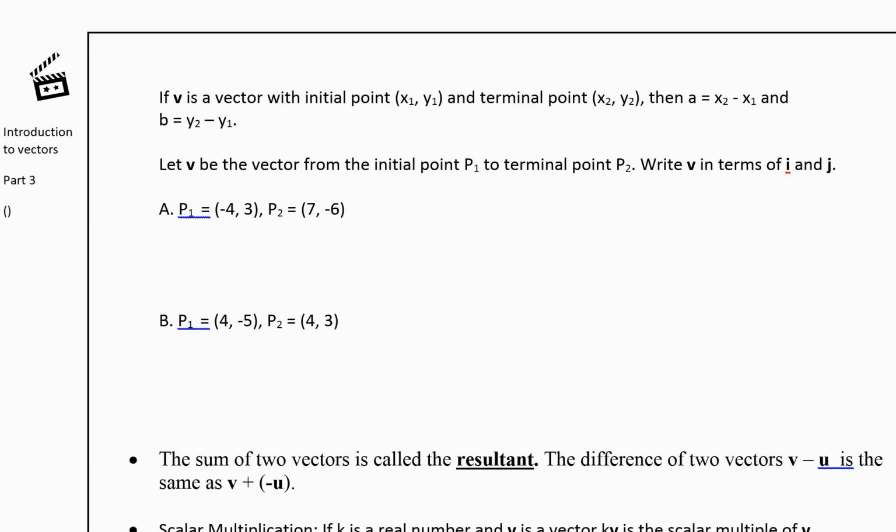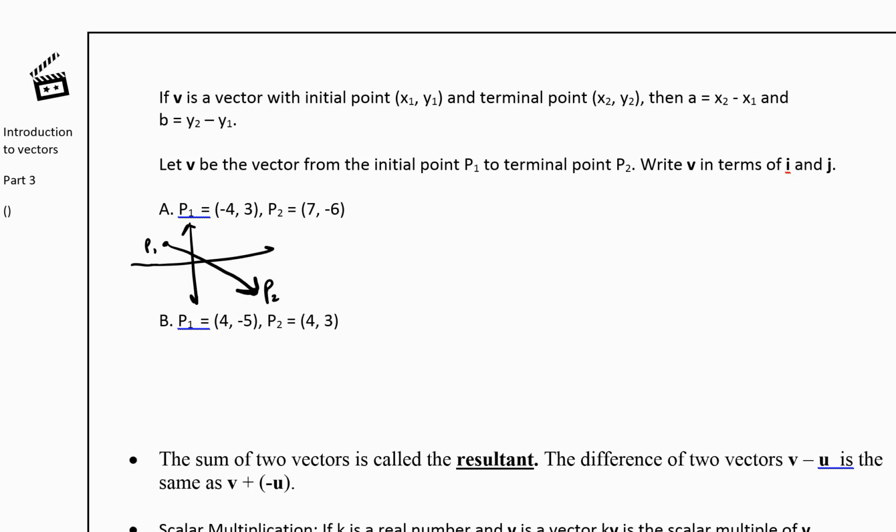Okay, so let's say you have a vector that's not in standard form. For example here, we've got one where its initial point is at (-4, 3), so over here, and its terminal point is at (7, -6), so down here. So we've got this vector, and we want to put it in standard form.